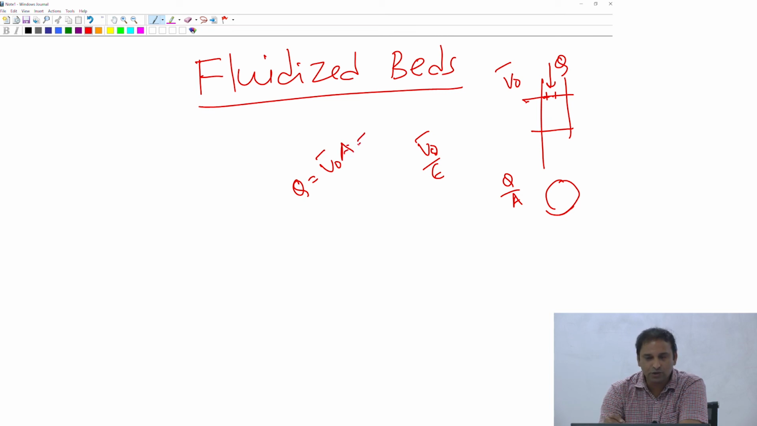and the same has to go through the packed column. Say that is V naught here. Now if I say the velocity through the column is V naught bar, that has to be epsilon times A, because the volumetric flow rate has to be the same across the column.